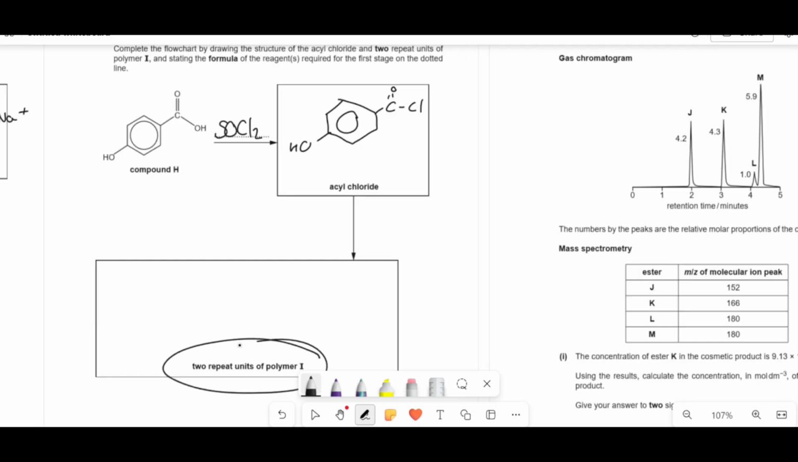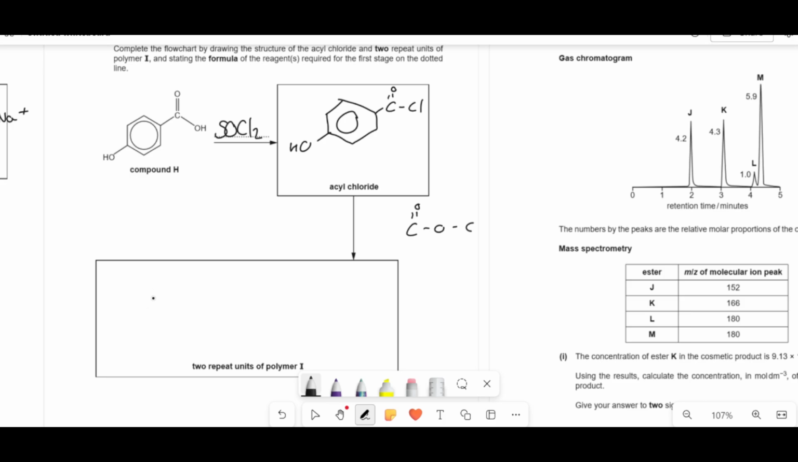Then it says we've got this polymer I here, right? And it says 2 repeat units. Now, acyl chlorides can form polymers because they're similar in their behaviors to carboxylic acids. Now, here I can see there's an HO or an OH and there's a C double bond O. So we're going to end up making an ester link like this. So that means we're going to have a polymer in which we have that. Now it says 2 repeat units.